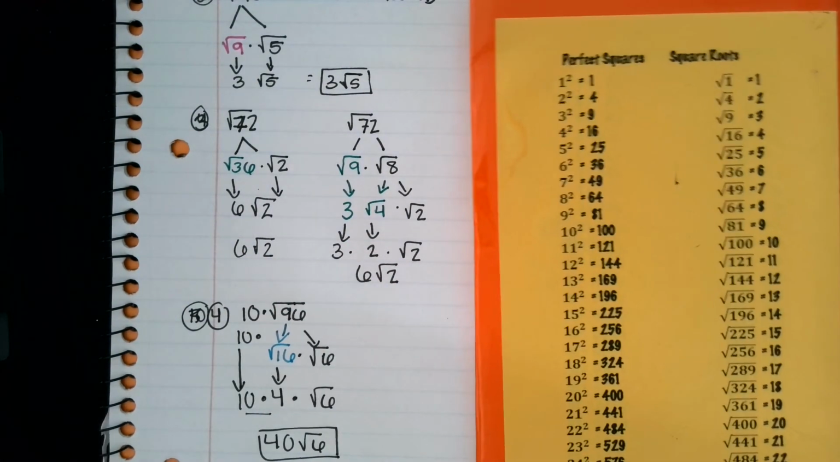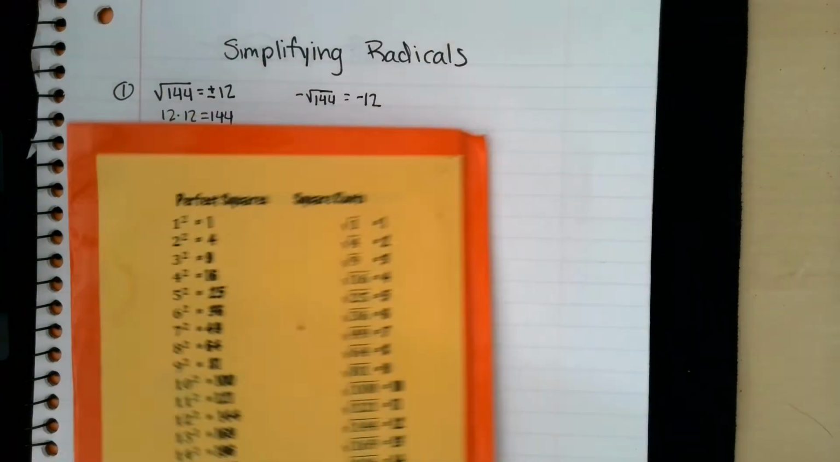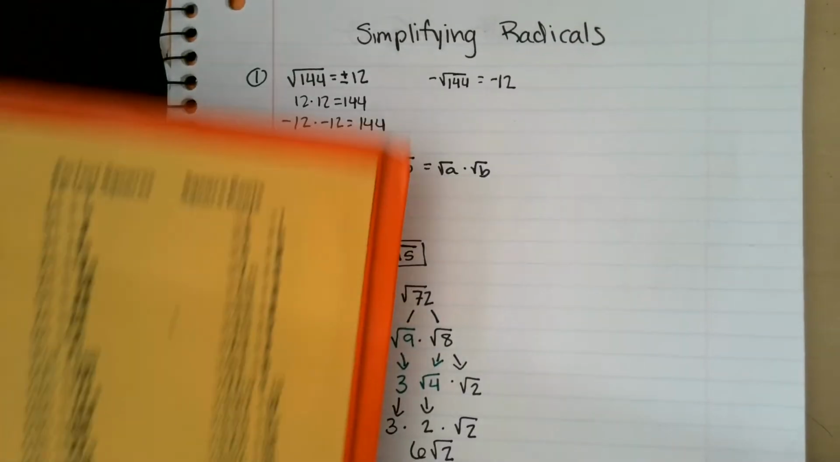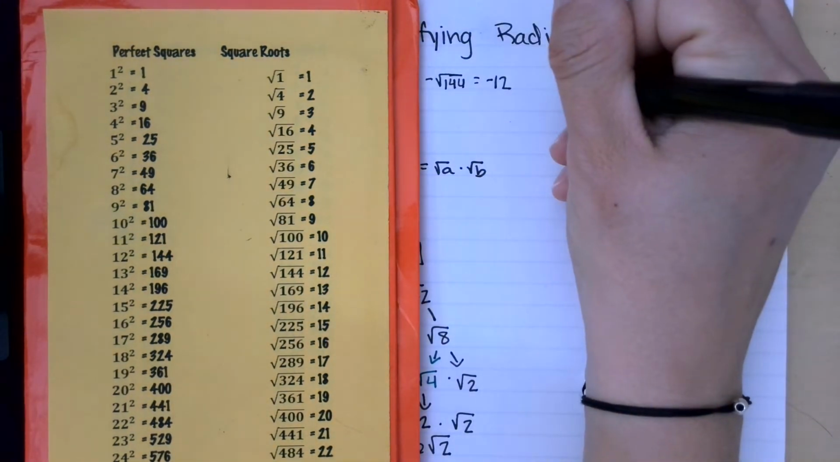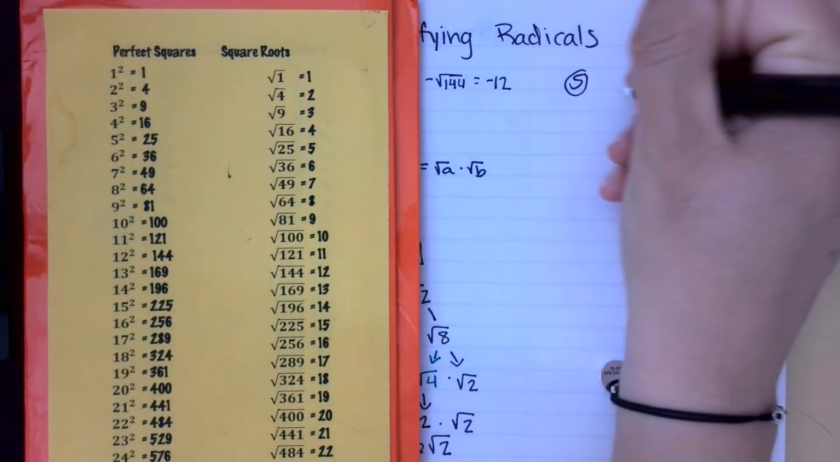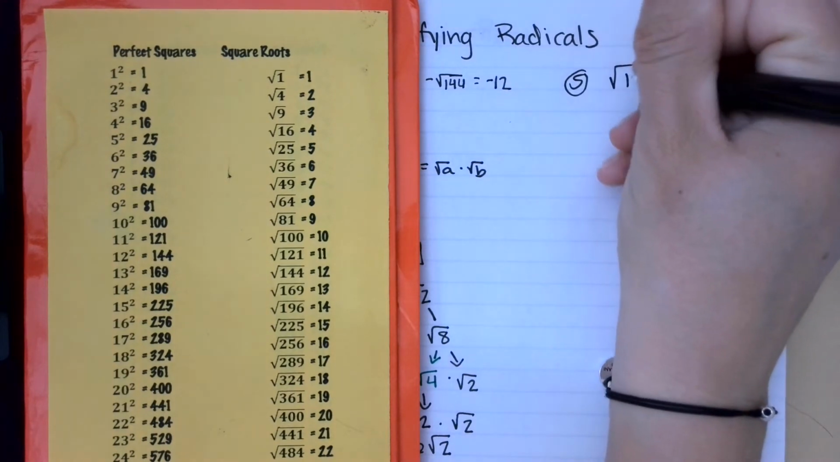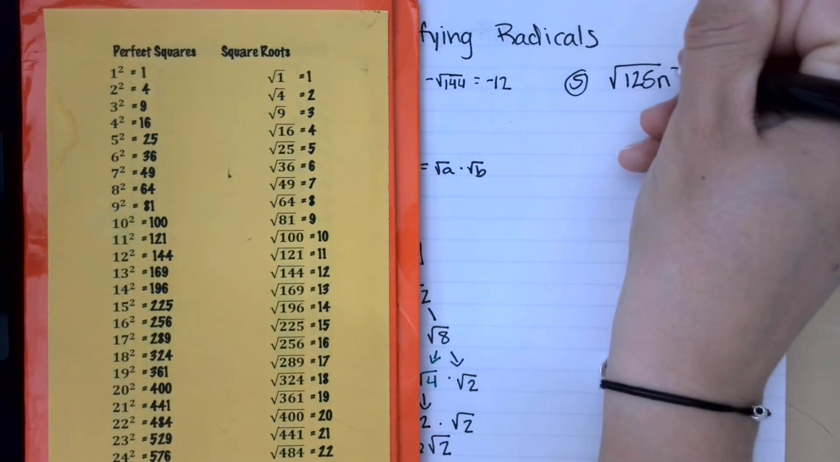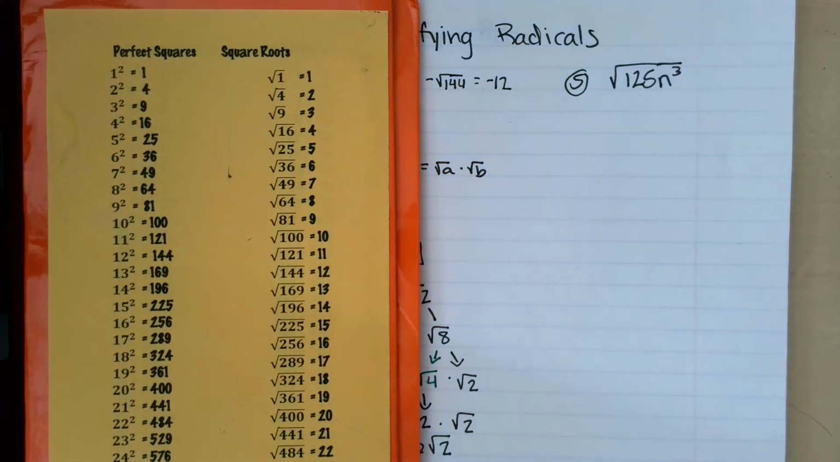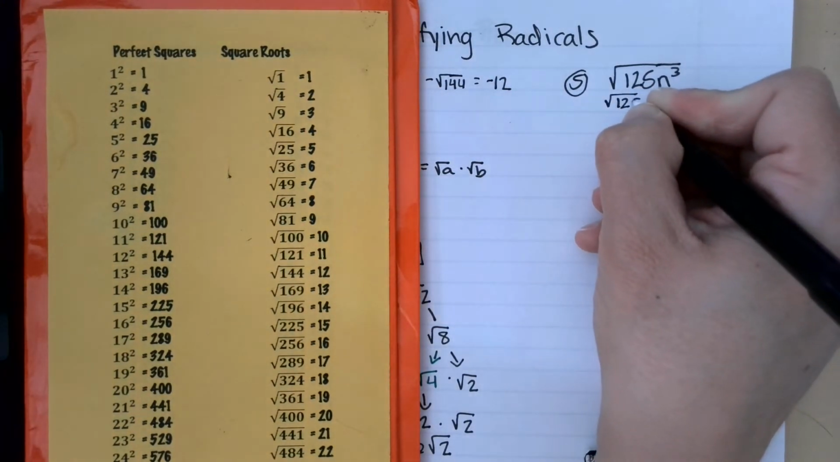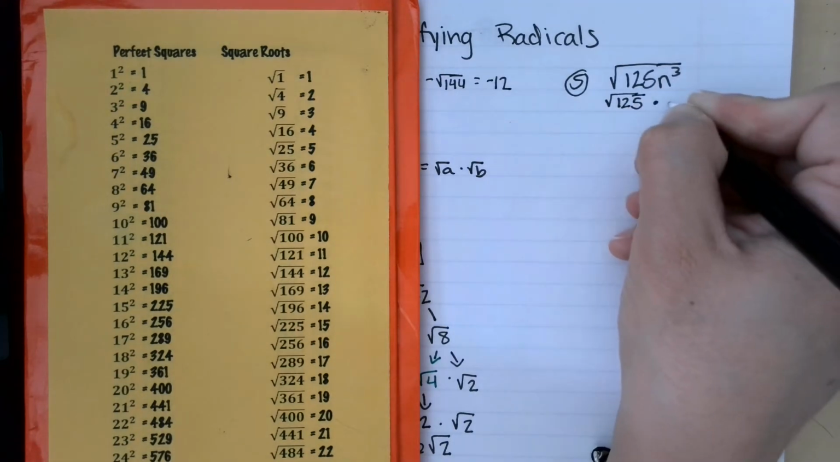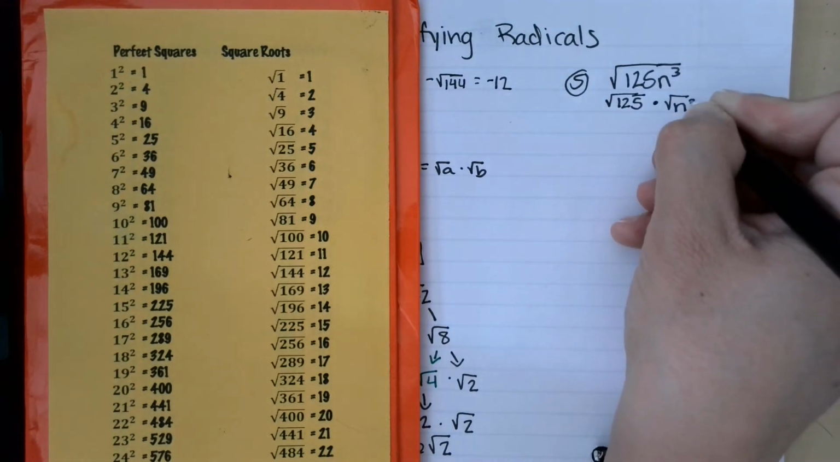I'll do one more challenging one with multiplying, and then I'm going to show you 2 or 3 quick division problems. So if I'm looking at one with a variable in it, this is actually question number 5, because I can actually number them now. What if I gave you 125 n cubed? My suggestion is always split these guys up. So I'll split into the square root of 125 and the square root of n cubed.